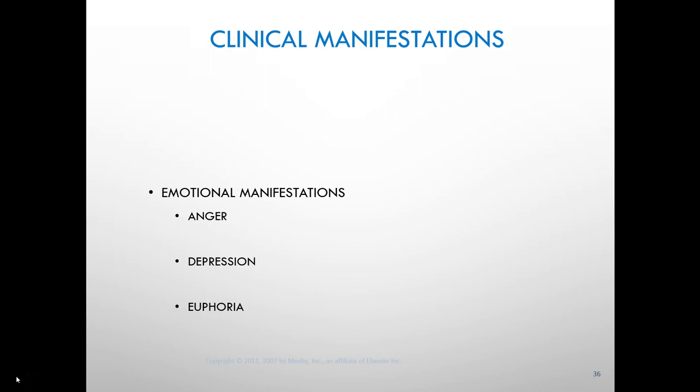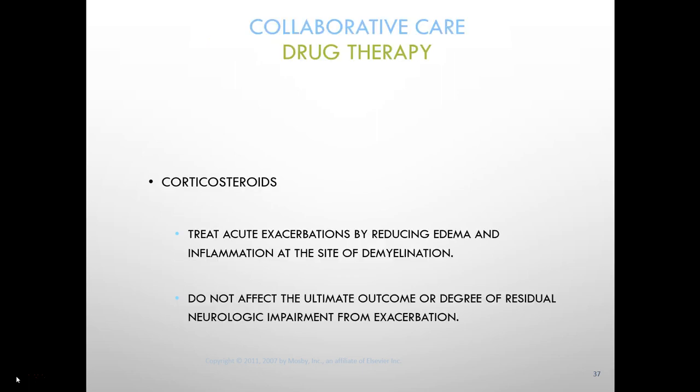Emotional manifestation: anger, depression, and euphoria. They might be having anger, but they might all of a sudden start being mad over something, mad over nothing. You didn't say a word, and they just start fussing. It's the frustration and what's going on in their body making them feel like that. So have patience with them.